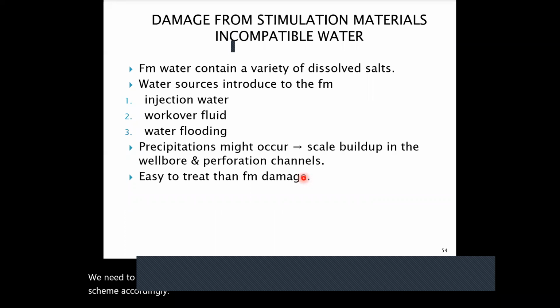So when we use incompatible water as a spacer, post-flush, or other kind of base fluid in our acidizing, because formation water contains some dissolved salt, there will be some reaction that can happen between these two. Water sources introduced to the formation are the injected water, workover fluids, and water flooding that we use in EOR and other works.